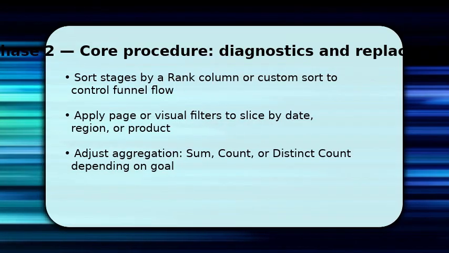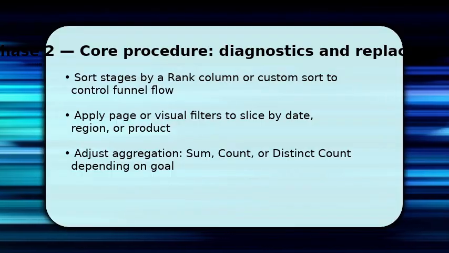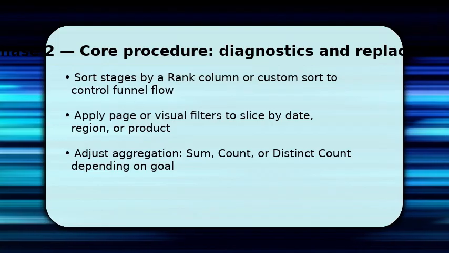Make sure aggregation matches your metric. Use sum for revenue, count for leads, distinct count for unique customers. As you refine, toggle interactions with other visuals to see how cross-filtering affects segment sizes and story clarity.